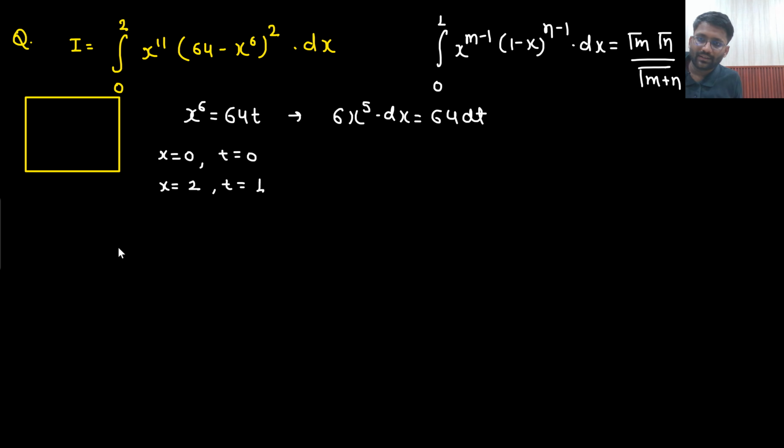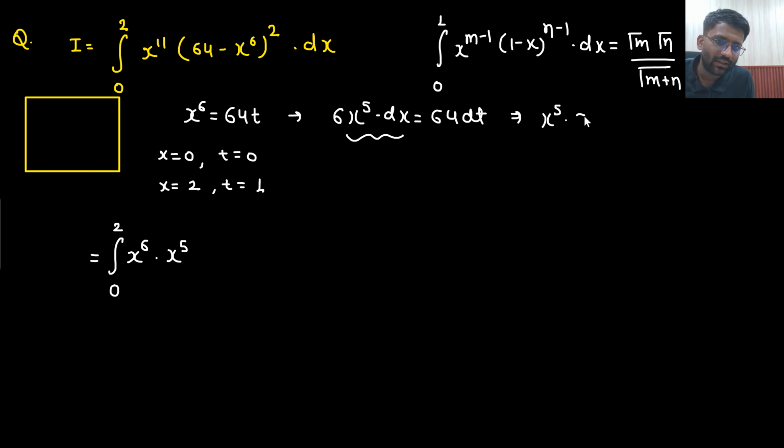Look, here also I can think one thing. The limit from 0 to 1 has been changed. Let's keep the limit from 0 to 2 only as of now. This could be written as x to the power 6 into x to the power 5. Why am I doing so? Because I can see that x to the power 5 dx is coming. x to the power 5 dx is coming out to be 64 by 6, which is 32 by 3. So let's keep this as it is.